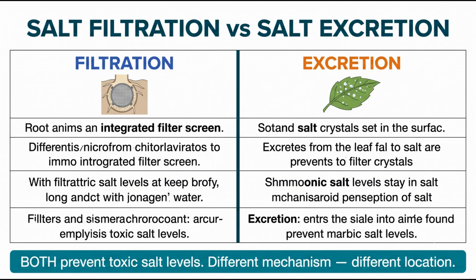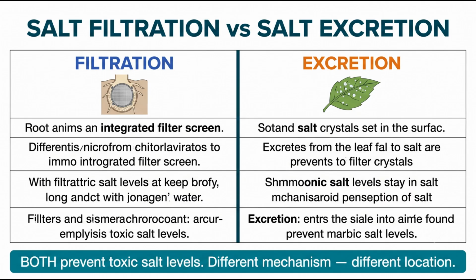Let's put the two salt strategies side by side so the distinction is completely clear. Filtration happens at the roots. Excretion happens at the leaves. Filtration blocks salt before it enters the plant. Excretion removes salt after it has entered. Filtration works through the root cell membrane. Excretion works through specialized salt glands.